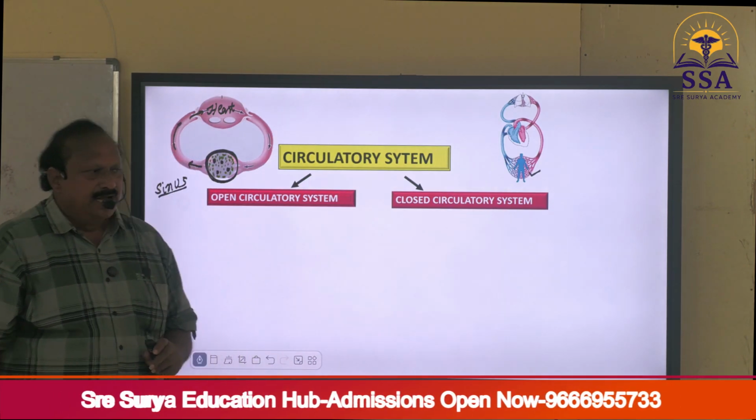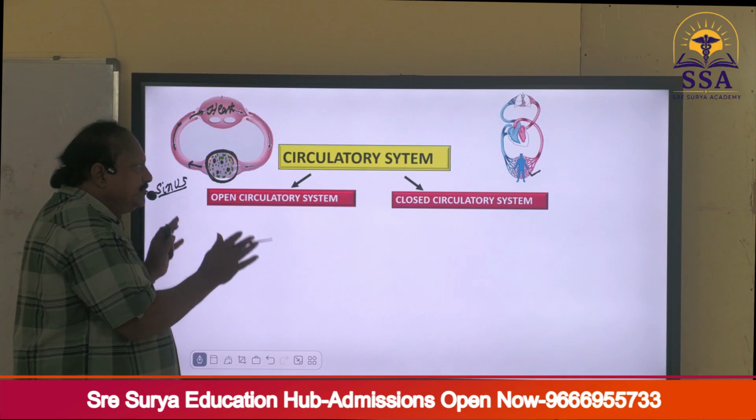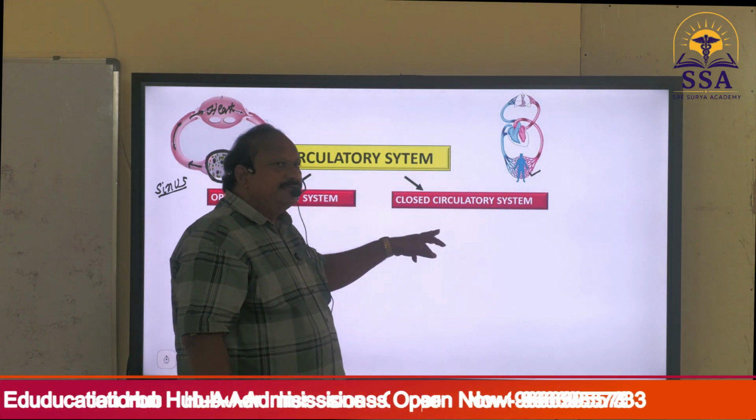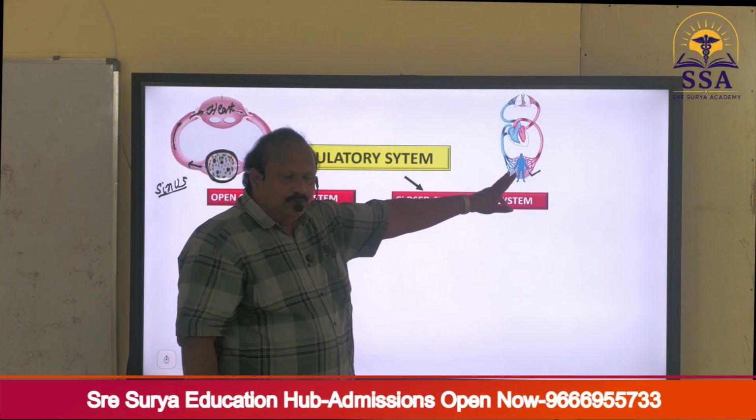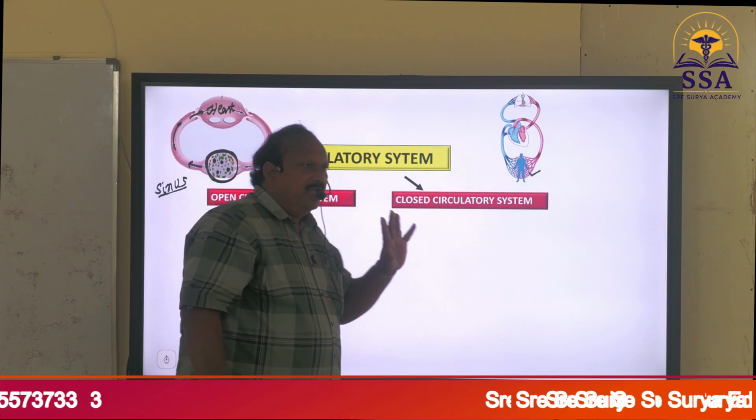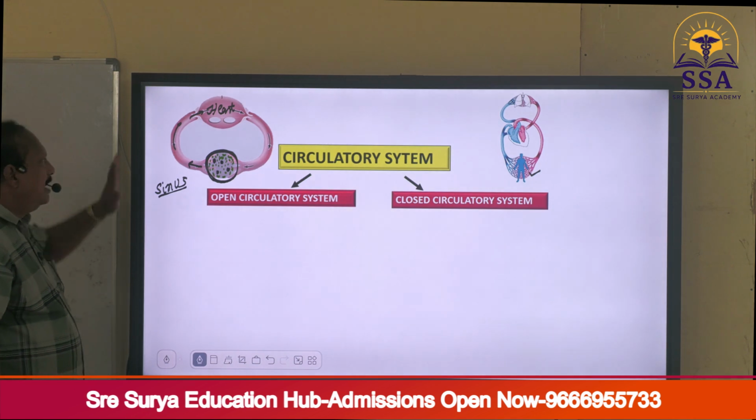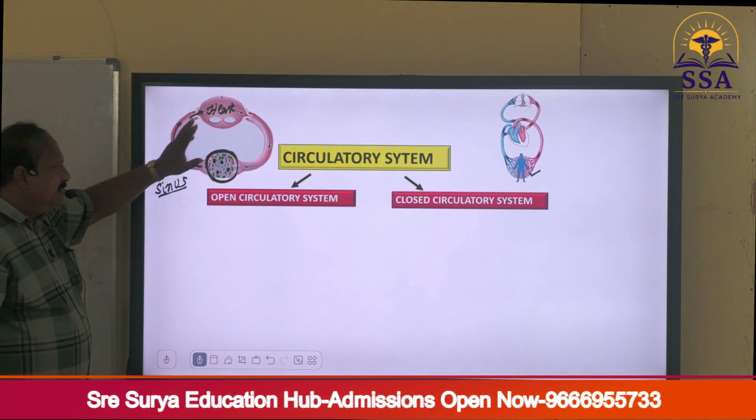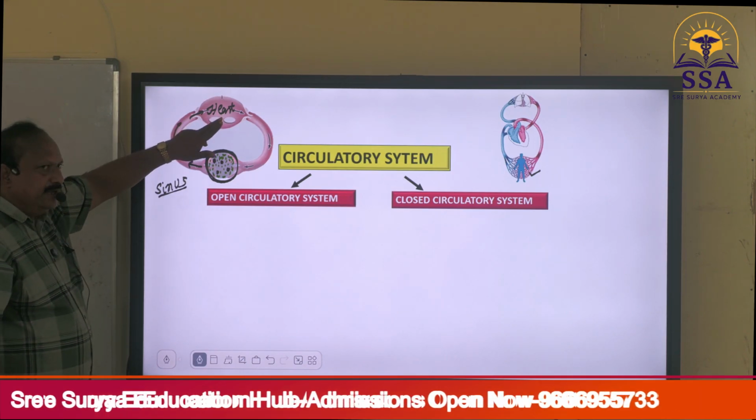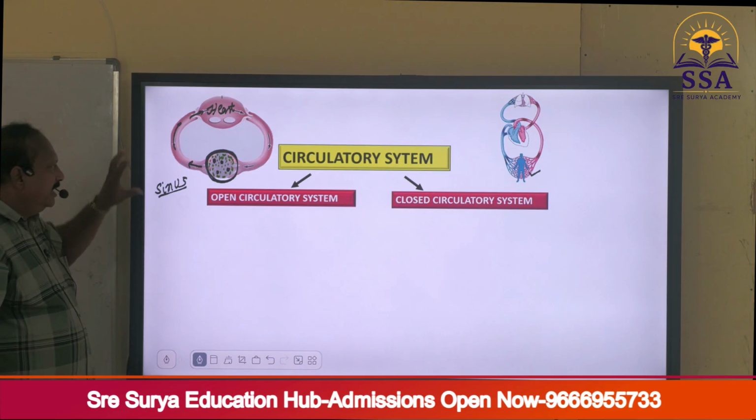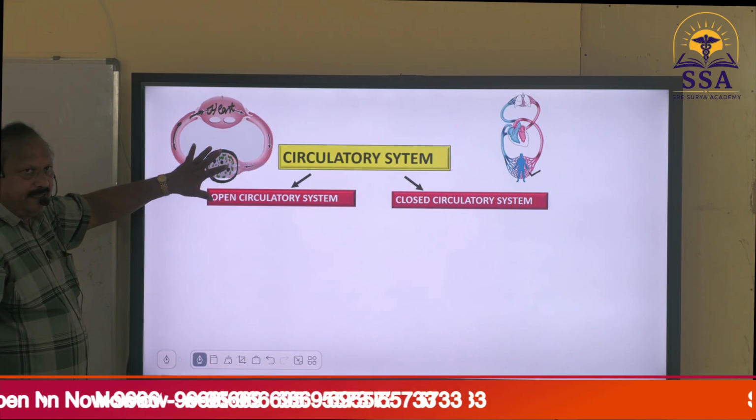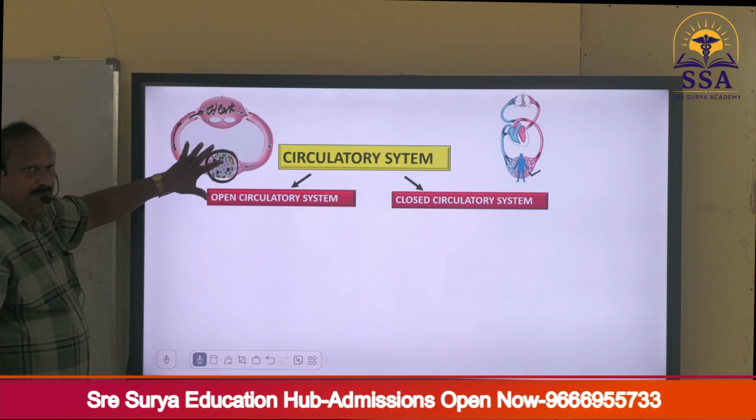Therefore, my dear students, you can find the differences between these two with the help of these two beautiful diagrams. The closed circulatory system means blood flows through enclosed blood vessels only. In the open circulatory system, the heart pumps blood to the sinus and again blood returns to the heart. In the sinus, organs and tissues are present. They are bathed in the blood.